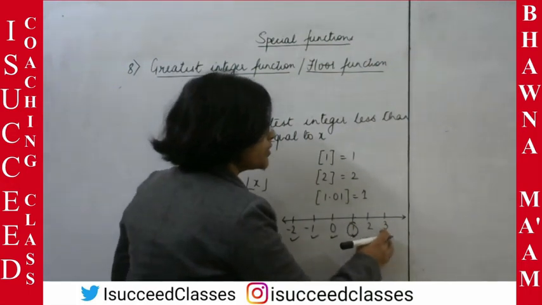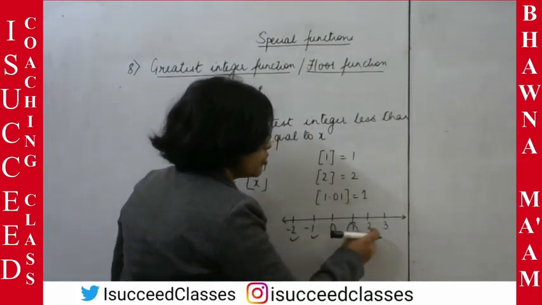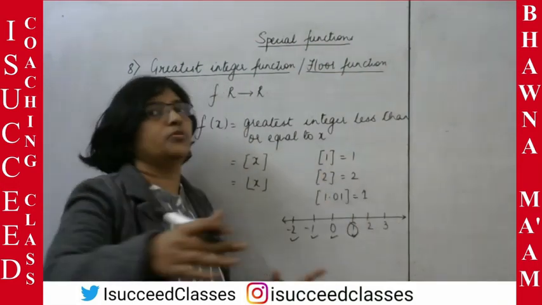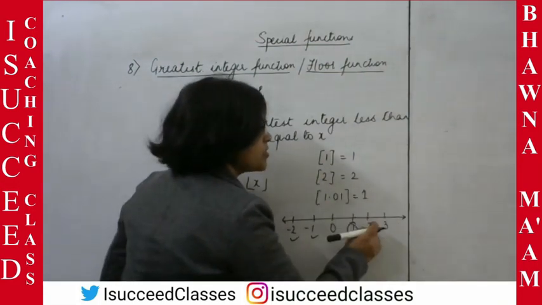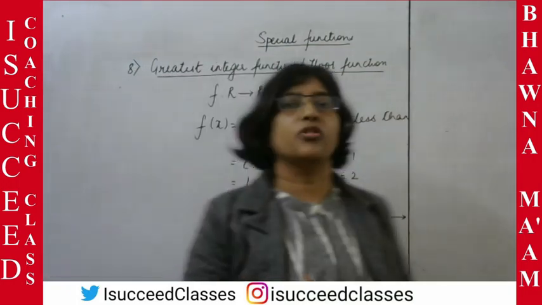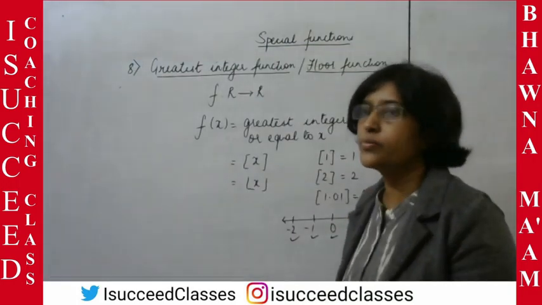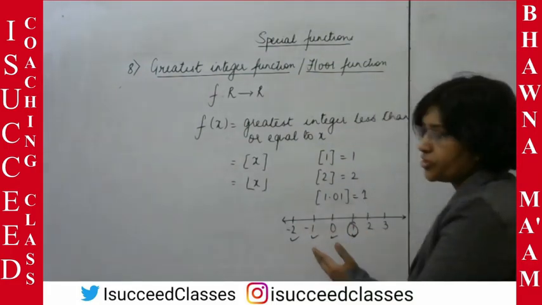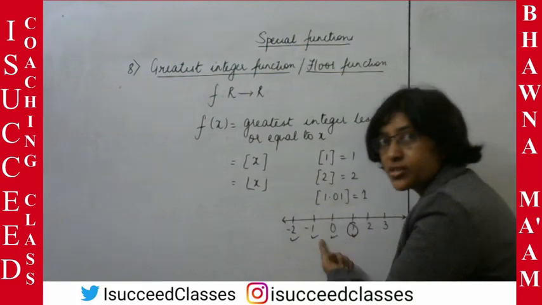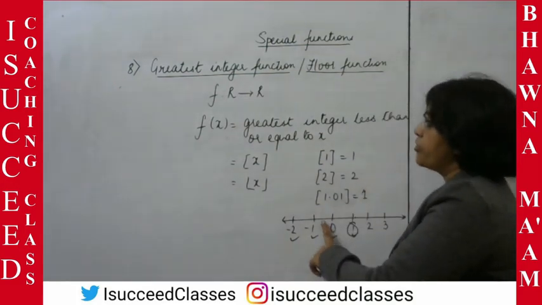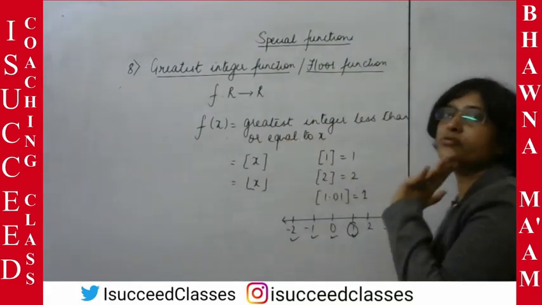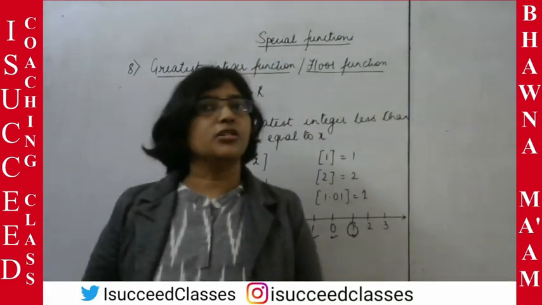Any value between 2 and 3 will give you 2, because all those integers are smaller than say 2.1, 2.2, whatever, up till 3. So it will be 2, the greatest integer. If you look at this on the number line, it's very simple. It's the nearest left integer. So suppose you're looking for 0.5, the nearest left integer is 0. If you're looking for -0.5, the nearest left integer is -1. That is your answer for this greatest integer function.